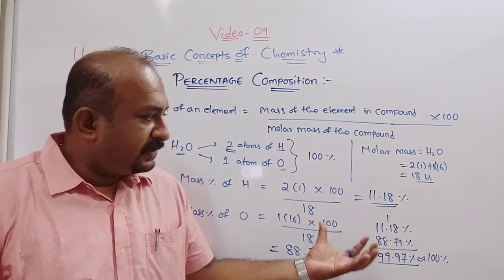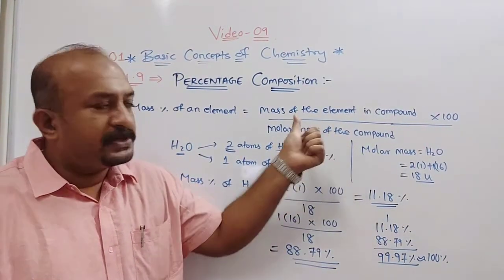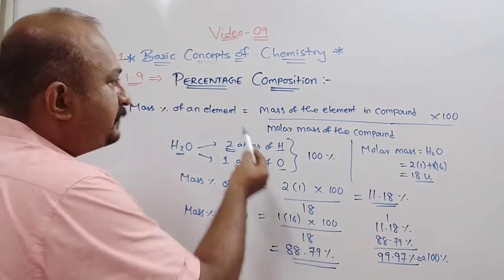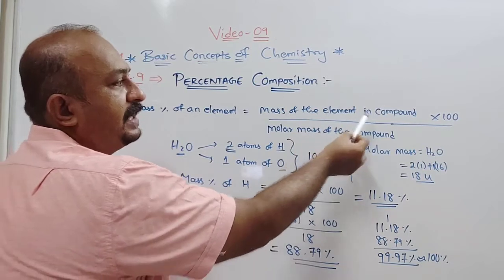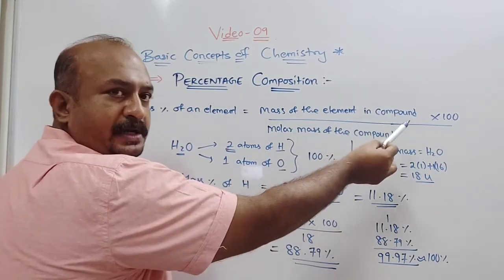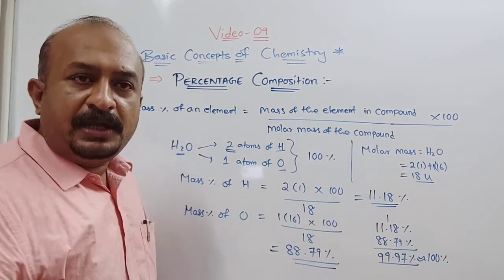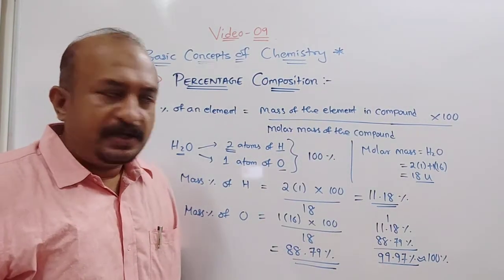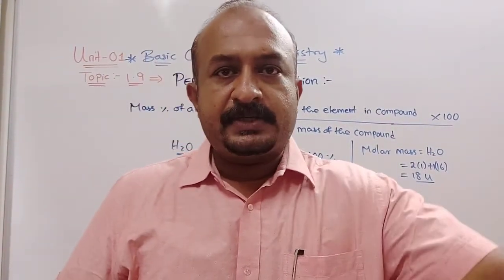Understood? So this was one example, and this is the formula we discussed for finding the percentage. Mass percent of an element is equal to mass of the element in the compound into 100, because it is a percentage, divided by molar mass. Molar mass means molecular mass. Is it clear? I think you understood this part. Now one more example we will take to understand this.